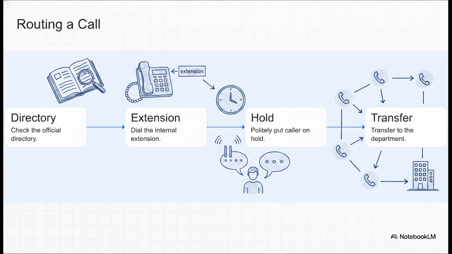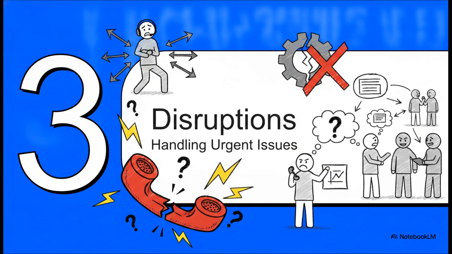Now, here are two highly essential TOEIC expressions you've got to know. Before you route them, you must politely put someone on hold. Finally, you transfer a call or connect someone to a department to physically move that call from your desk over to the right representative. Which brings us to Part 3, handling urgent disruptions.